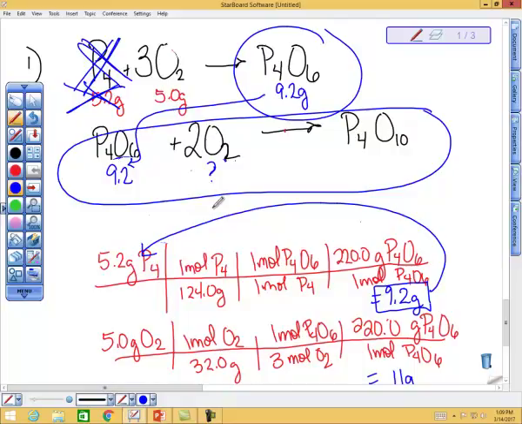Yes, we're going to do another problem, or you can do percent composition if you like doing that. Let's do another problem that takes us from the 9.2 grams that we made of the P4O6. Let's figure out how much oxygen it took to make that, because we didn't use all of the 5 grams, we only used some of it.